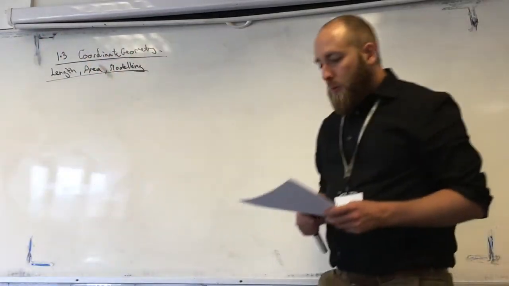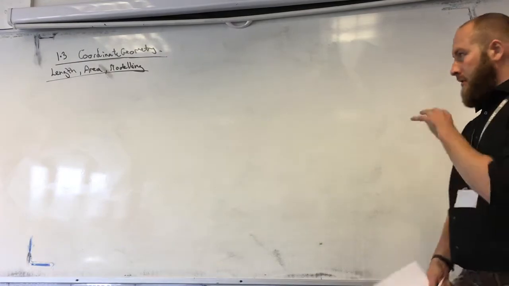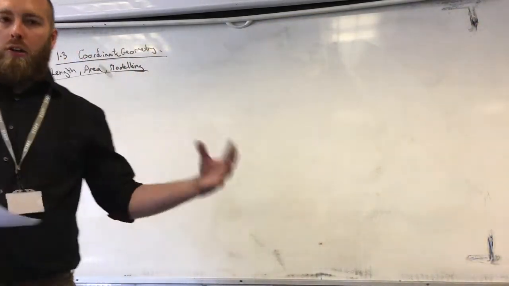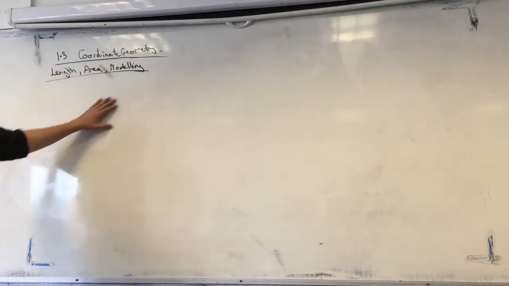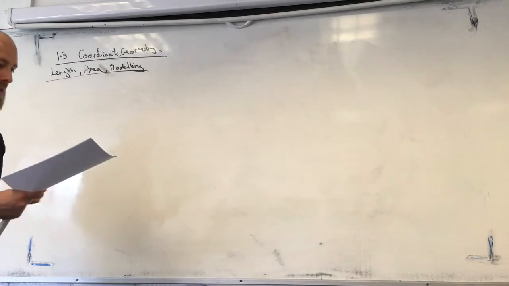Okay, so we're going to be looking at length, area and modelling, still talking about coordinate geometry, still looking at graphs. We're looking at the length of things, area of shapes on a graph, and using lines on a graph to model, which means modelling real life situations.